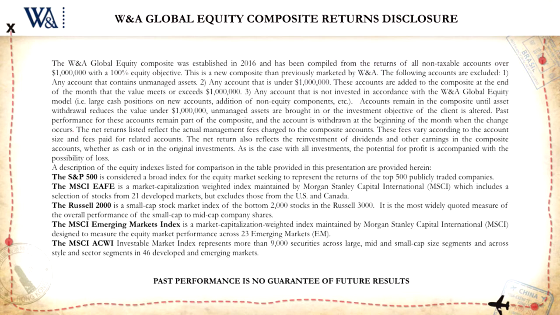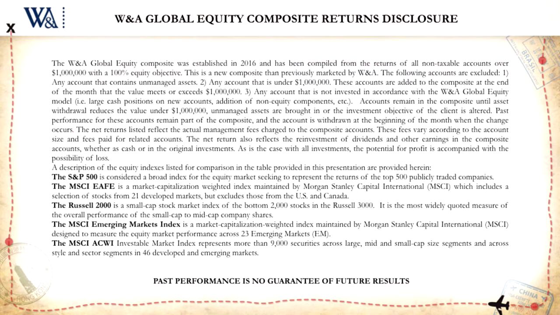1. Any account that contains unmanaged assets. 2. Any account that is under $1 million. These accounts are added to the composite at the end of the month that the value meets or exceeds $1 million. 3. Any account that is not invested in accordance with the WNA Global Equity Model, i.e. large cash positions on new accounts, addition of non-equity components, etc.